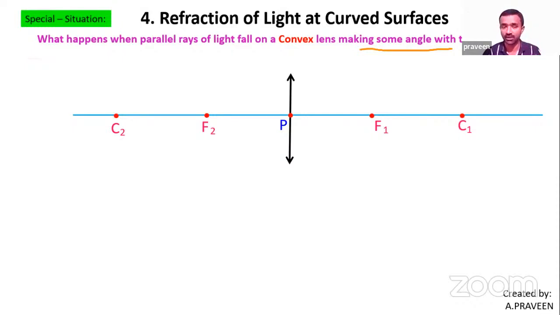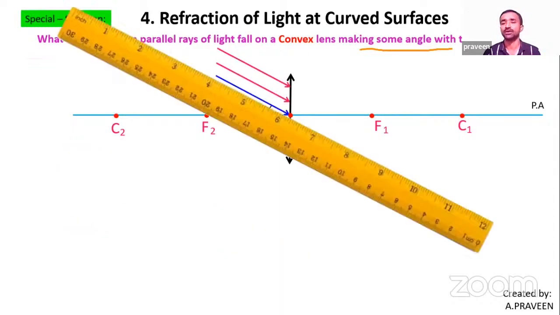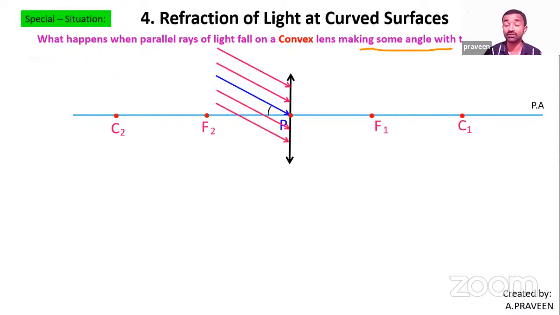Don't get any confusion. Then what happens if a parallel beam of light rays is incident on a double convex lens making an angle with the principal axis? Now look at how to take those light rays. Here I'm taking light rays parallel to each other, but not parallel to the principal axis, making an angle theta. So they are making an angle with the principal axis.